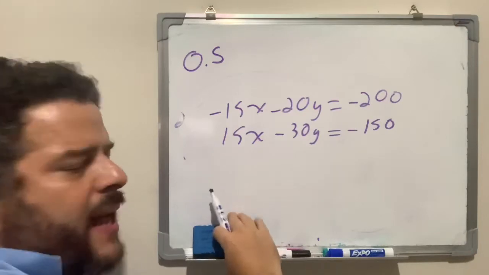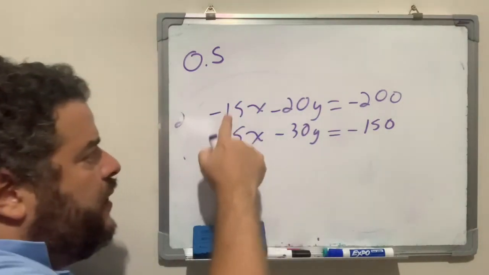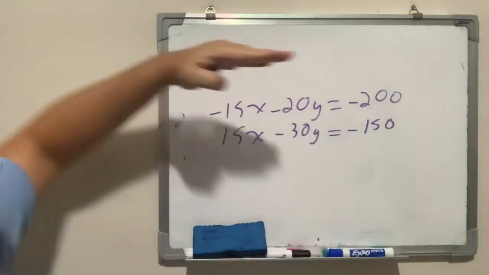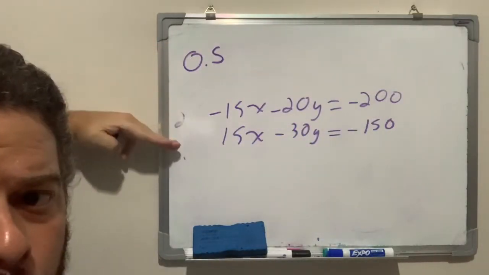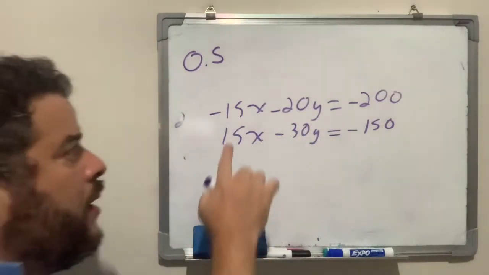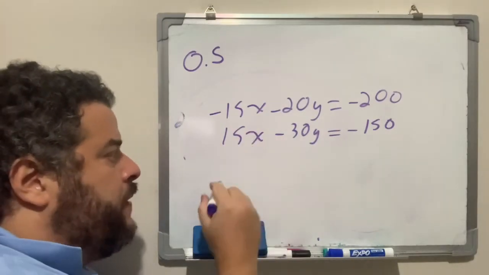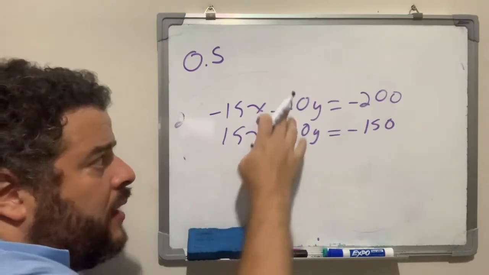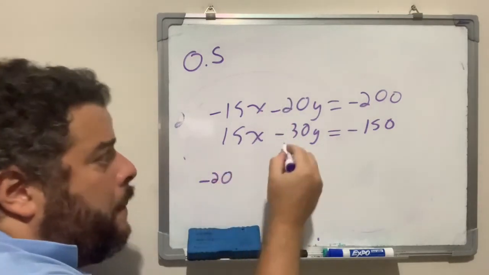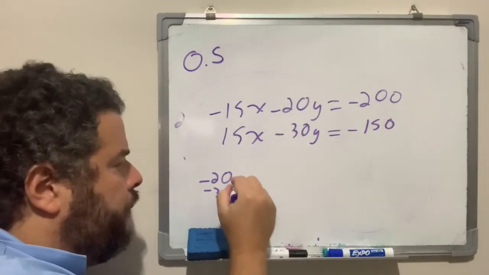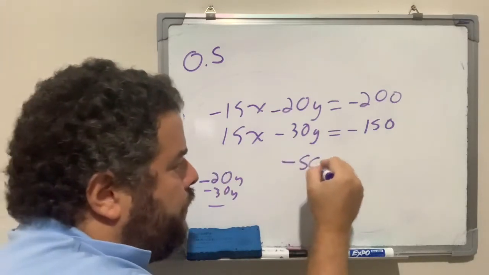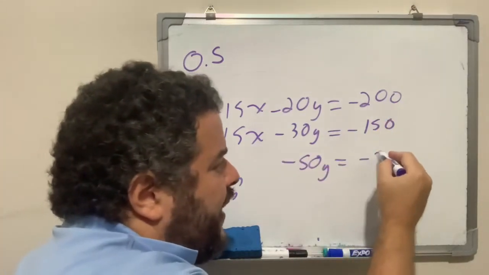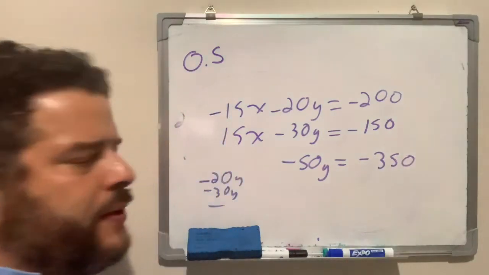Now note what's going to happen here. When you can cancel out a variable, all you have to do is add one line with another to cancel them out. Negative 15x plus 15x will give me 0x, or nothing at all. Negative 20y minus 30y will give you negative 50y. And here, when I add these two, I get negative 350.